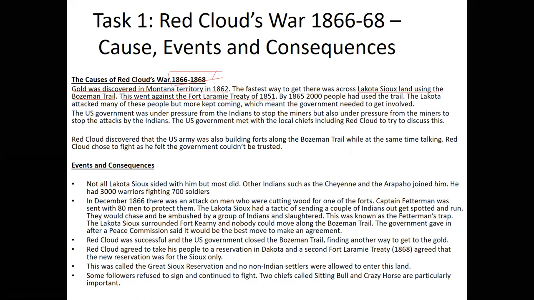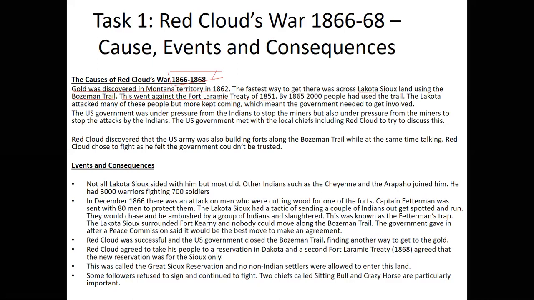So there were lots of attacks by the Lakota Sioux on these people, which meant the government needed to get involved. The US government was put under pressure from the Indians to stop the miners, but also under pressure from the miners to stop the attacks by the Indians. So the government were in a bit of a difficult situation. The government were being asked by the Indians to stop the miners because it was part of the Fort Laramie Treaty, but the miners were telling the government to stop the Indians attacking them. So the US government arranged a meeting with Red Cloud to try and discuss this ongoing problem of people being attacked on the Bozeman Trail.